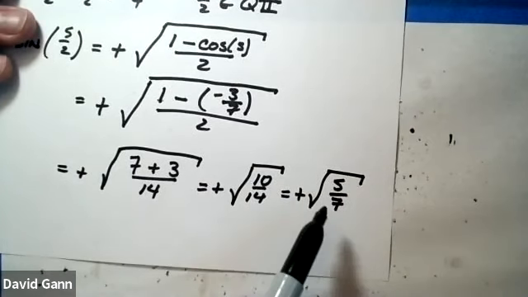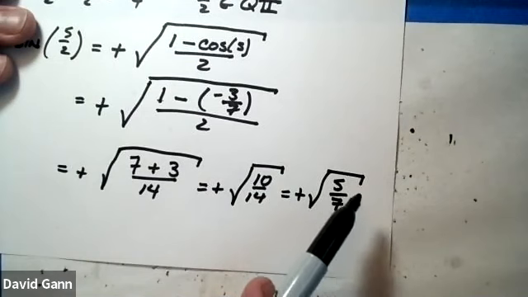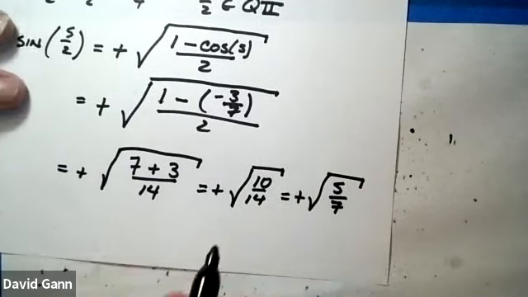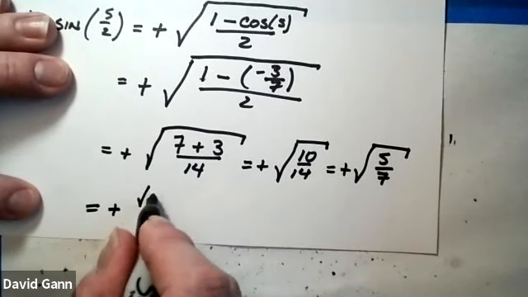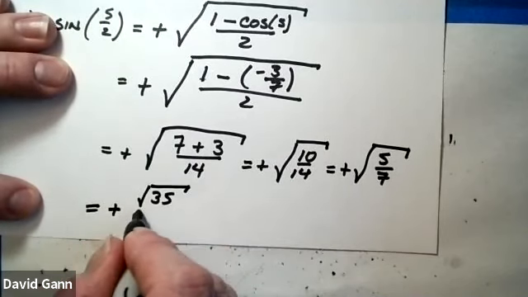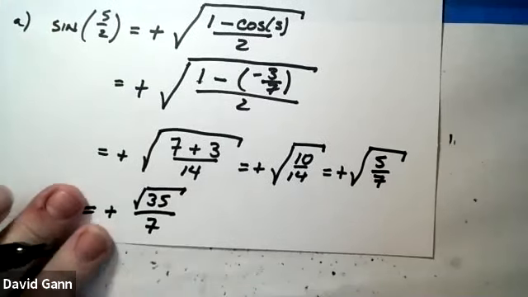And then now we're obliged to rationalize. This is much easier to deal with. So I'm going to multiply everything by root 7 over root 7. I'll write that down here. We will end up with the positive square root of 35 over 7.